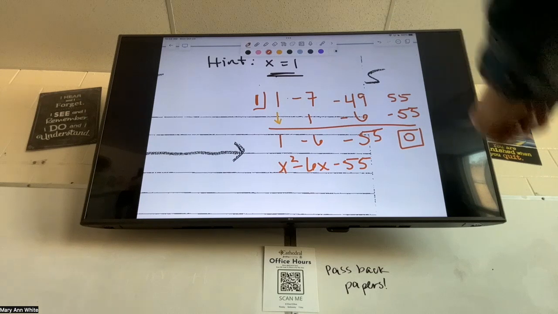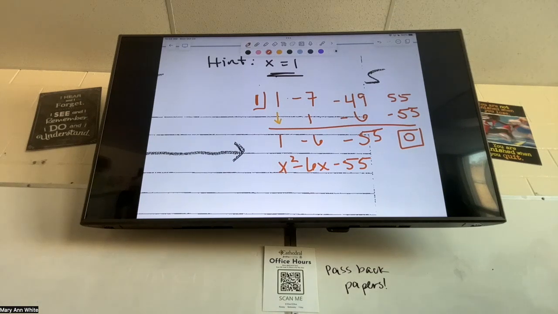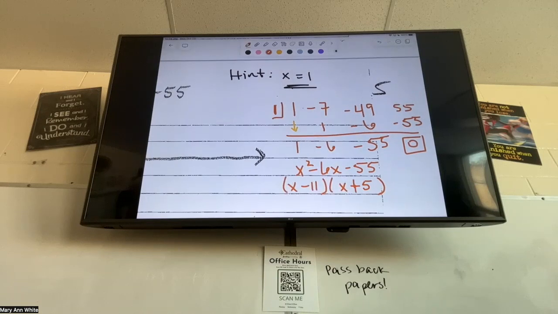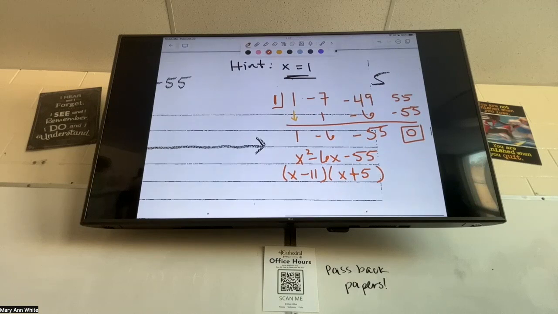I believe that's a pretty easy factor. So if I factor this out, what are 2 numbers that multiply together to be -55 and add together to be -6? 11 and 5, good. What's positive, what's negative? -11, +5. Okay, so I told you one of the zeros was 1. Now my other 2 zeros come from this factored form. My other zeros are going to be +11 and -5. So 11 and -5 are my other 2 zeros.